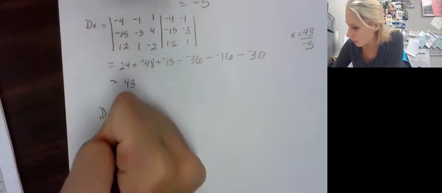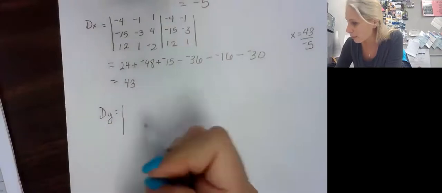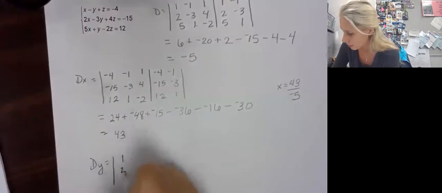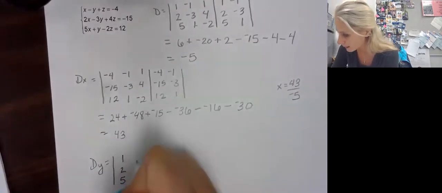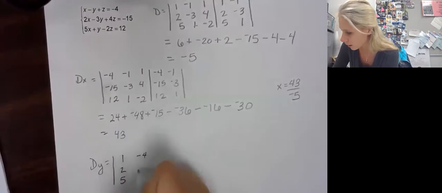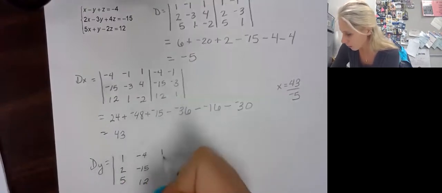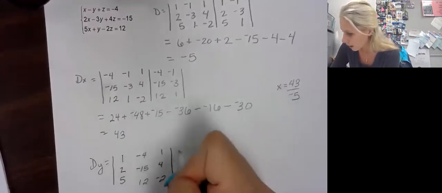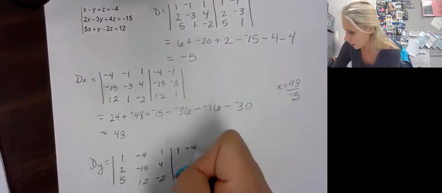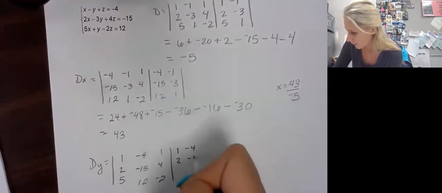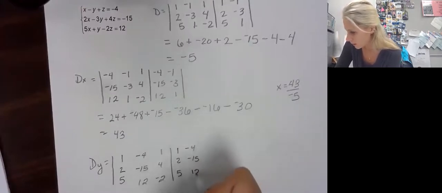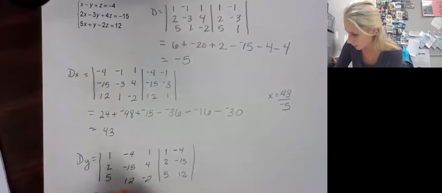So let's do dy. Remember, I'm keeping my x's. So what were my x's again? It was 1, 2, and 5. But instead of my y's, I'm putting in the constants -4, -15, and 12. There are my z's, 1, 4, -2. Okay. Columns, 1, -4, 2, -15, 5, and 12. All right, let's see how this goes.